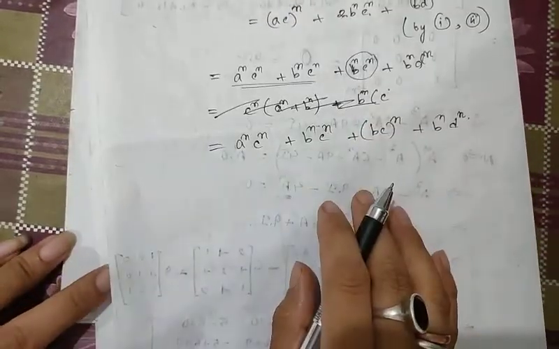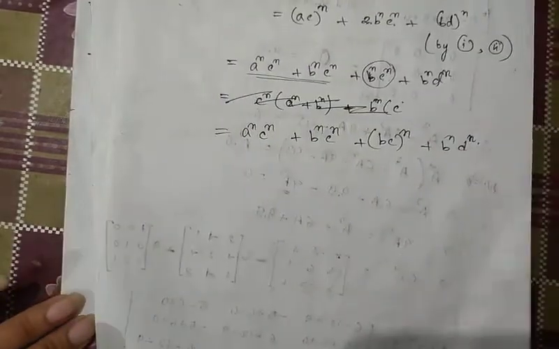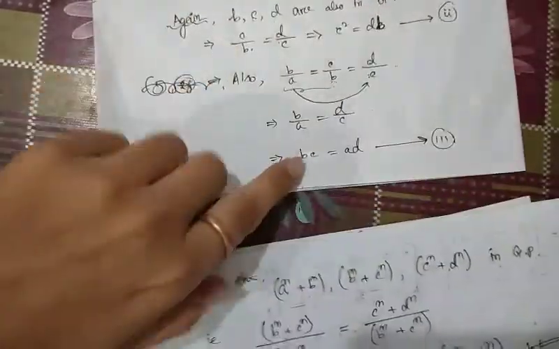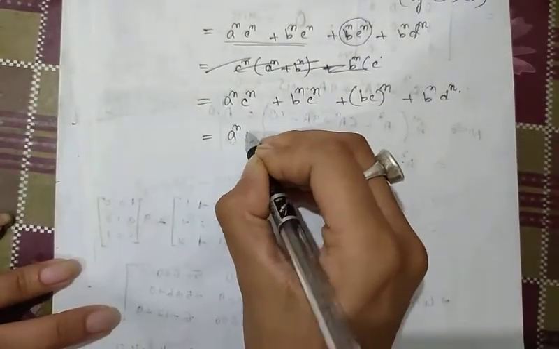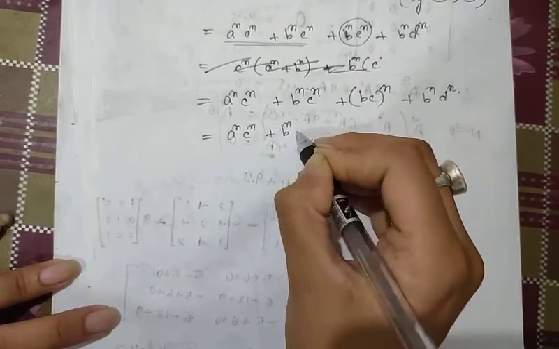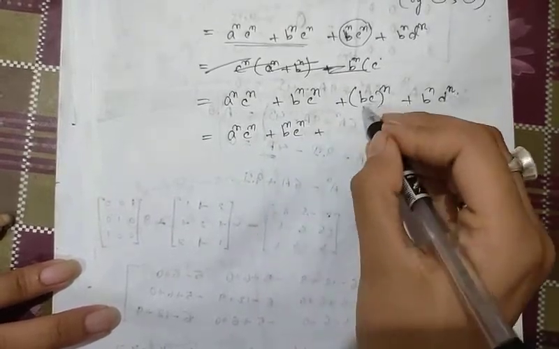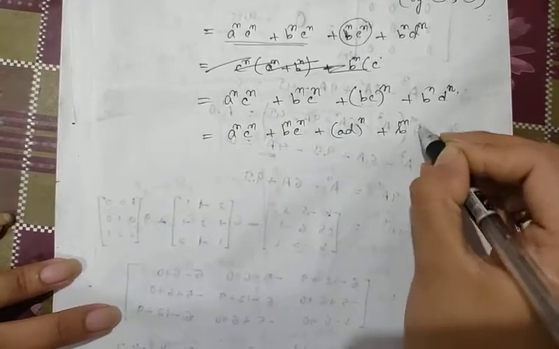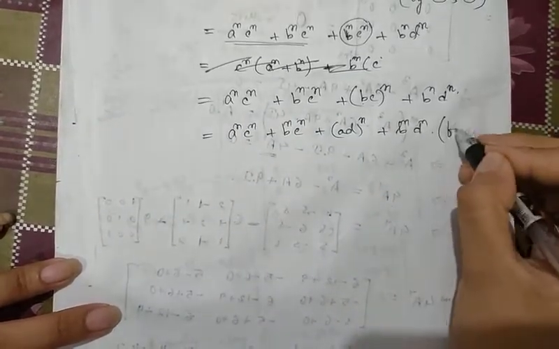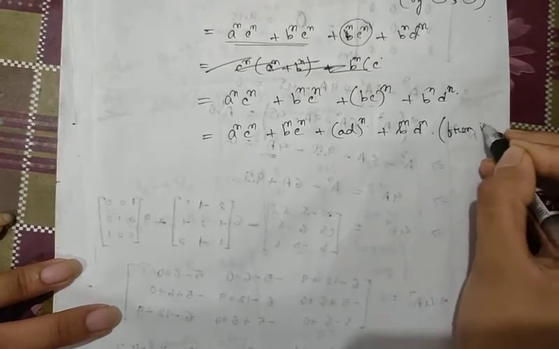So in place of bc, we write this. Bc means what? We have ad. So in place of bc we write ad: a to the power n c to the power n plus b to the power n c to the power n. In place of bc we write ad to the power n plus b to the power n d to the power n, which we have used from equation 3.